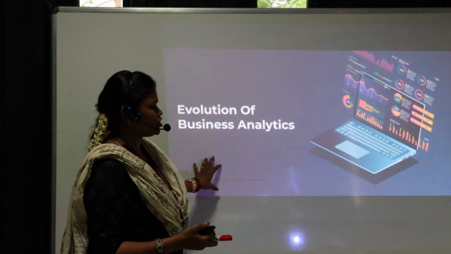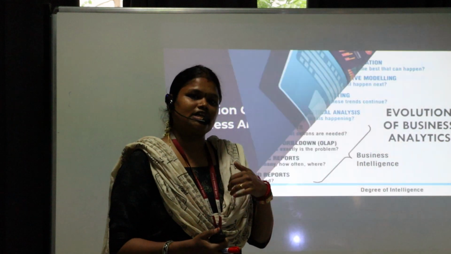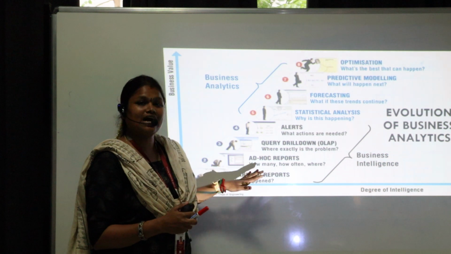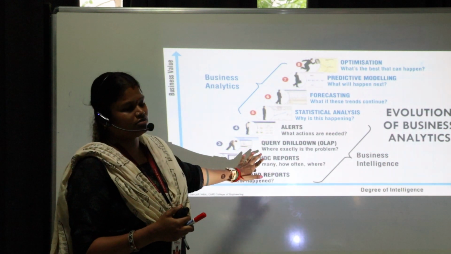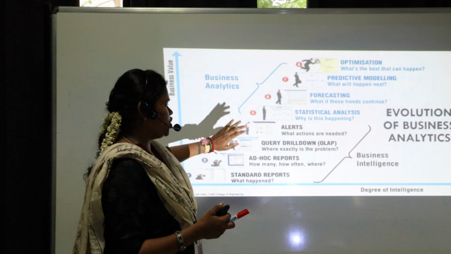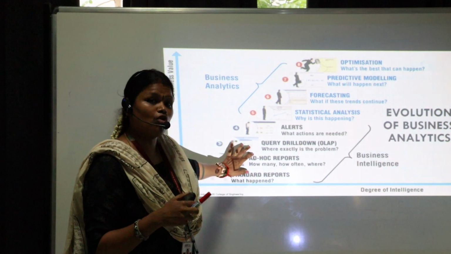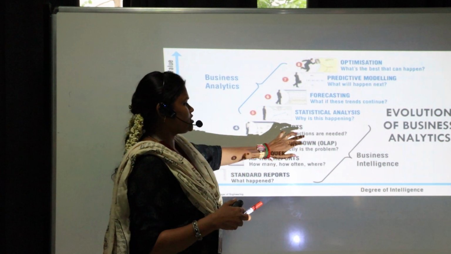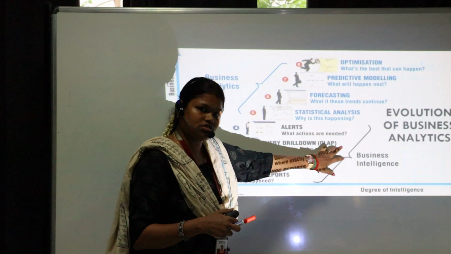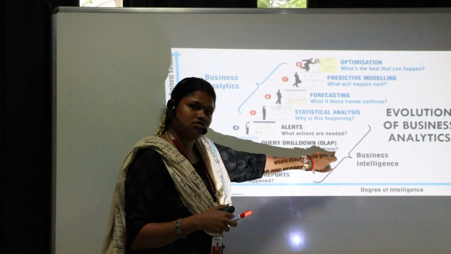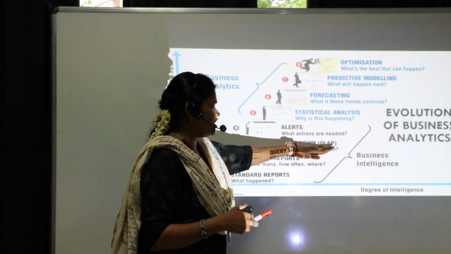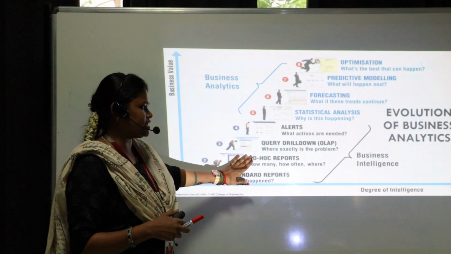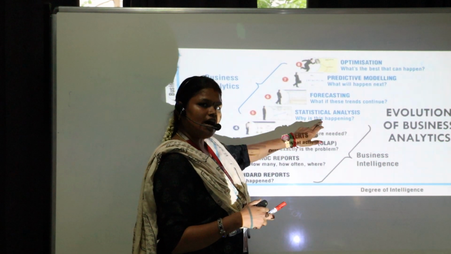Next topic is the evolution of business analytics. How has business analytics evolved over time? Previously we gave standard reports, and then we moved on to ad hoc reports that gave a lot of information: how many there are, how often we are providing the data. Then we go for query drill down. This is OLAP, the online analytical processing tool. Using the online analytical processing tool, we'll be correlating a lot of information. This comes under business intelligence. So far we have done business intelligence, and then the analysis process arises.